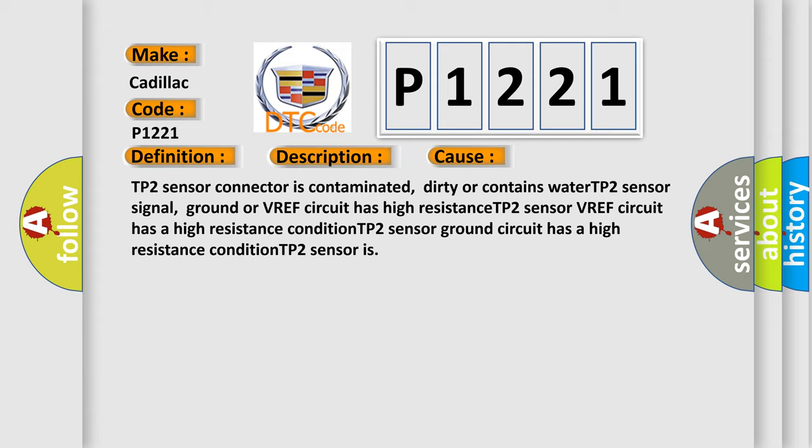TP2 sensor connector is contaminated, dirty or contains water. TP2 sensor signal, ground or VREF circuit has high resistance. TP2 sensor VREF circuit has a high resistance condition. TP2 sensor ground circuit has a high resistance condition.